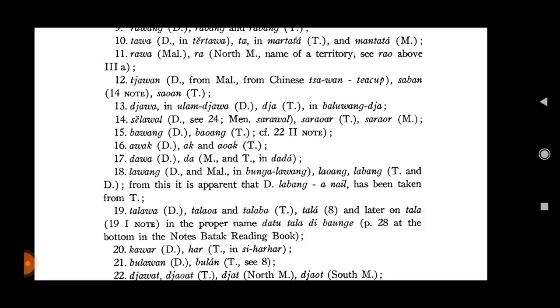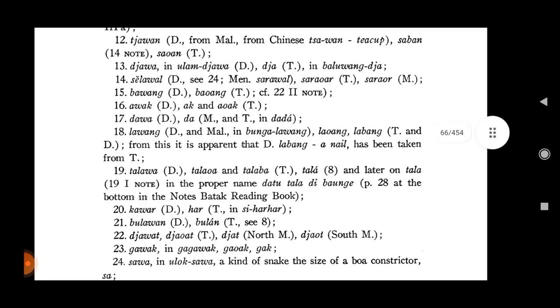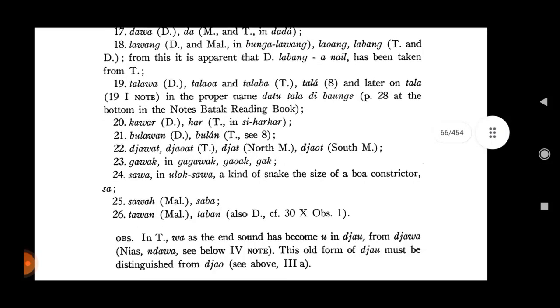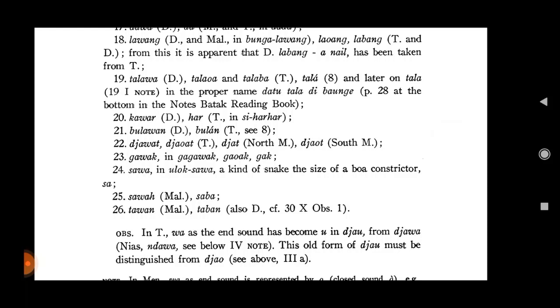Jawa in Ulam Jawa, Dairi Ja, Toba in Baluang Ja. Selawal Dairi, Sarawak Toba, Sarawak Malay, Bawang Dairi. Awak Dairi Ak, and Awak Toba. Dawat Dairi Da, Mandailing and Toba in Dada. Lawang Dairi and Malay, in Malay bunga lawang, labang Toba and Dairi. From this it is apparent that Dairi labang has been taken from Toba. Tulawa Dairi, Talawa and Talaba Toba, Talaik and later on Tala. In the proper name Tala di Baungi, page 28 at the bottom in the notes, Batak reading book.